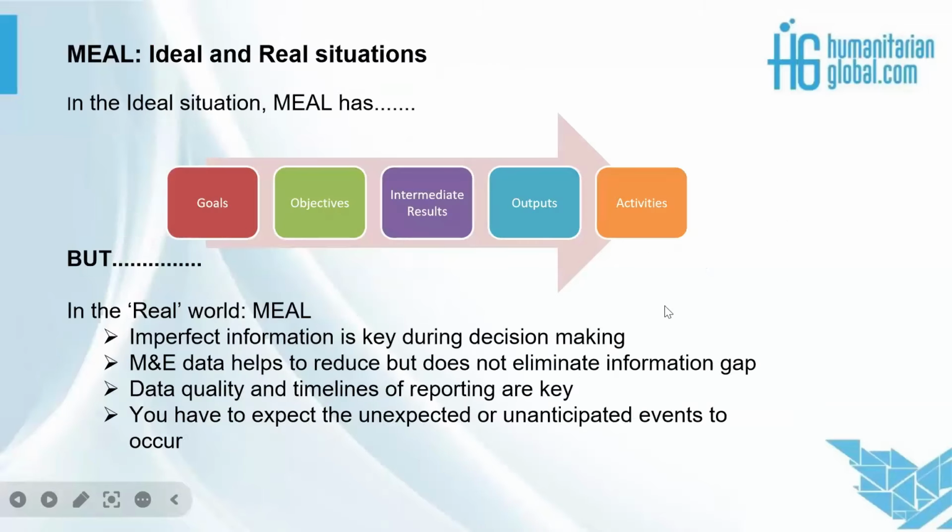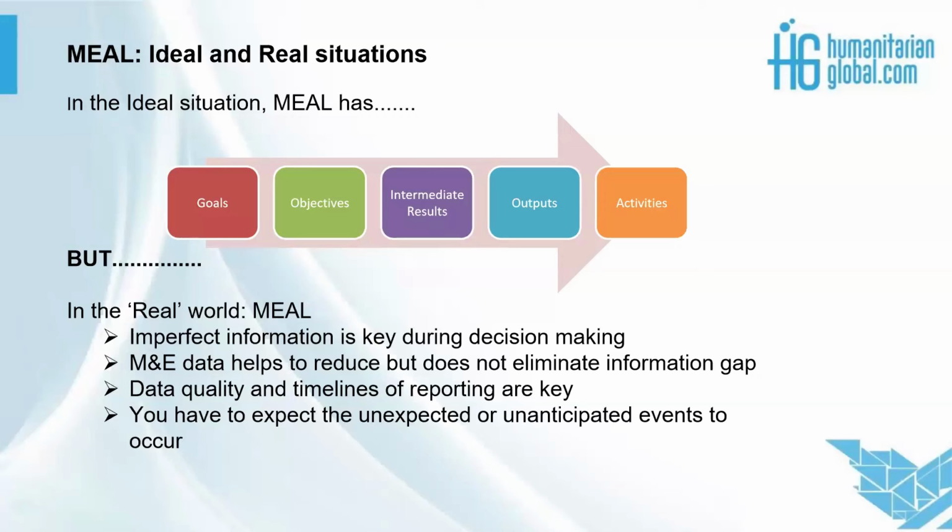So usually in monitoring and evaluation, the ideal situation is that we always have goals, objectives, intermediate results, outputs, and activities that follow in that order. But in the real world, when we go to the ground, you'll find that imperfect information that you thought is not helpful is very critical during decision-making. And that M&E data helps us to reduce the information gap, but not really eliminate it. So we always fill in the small gaps here and there that we find as we continue during the implementation.